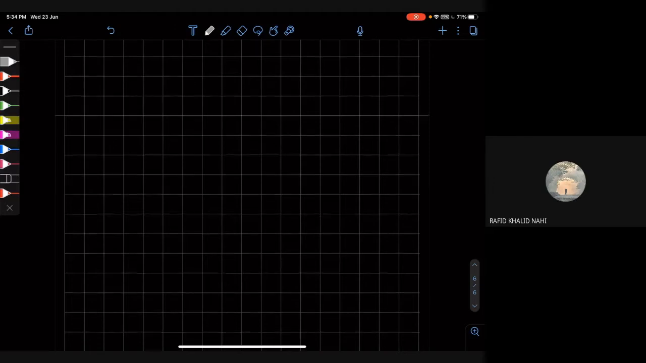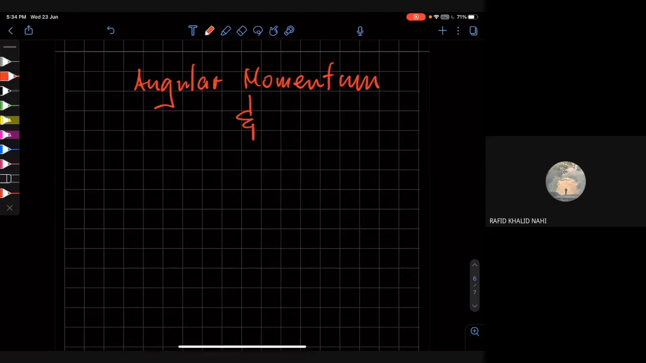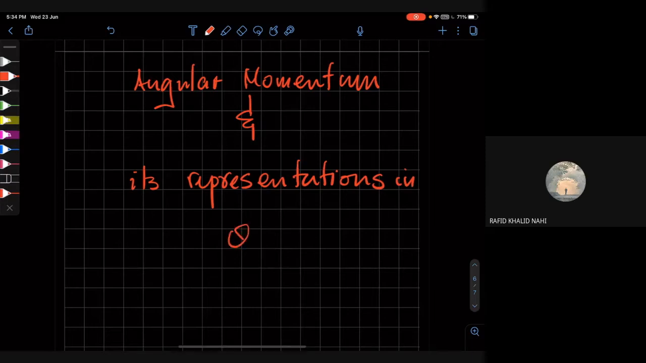Our next topic is angular momentum and its representations in quantum mechanics. So this is a topic that is not just important for physics, but also for mathematics.